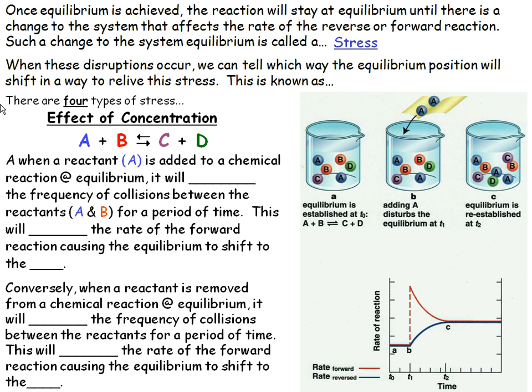So when we're stressing an equilibrium, a reaction is going to respond in such a way. When these disruptions or stresses occur, we can always tell which way the equilibrium position is going to shift relative to this stress, and this is known as Le Chatelier's principle.